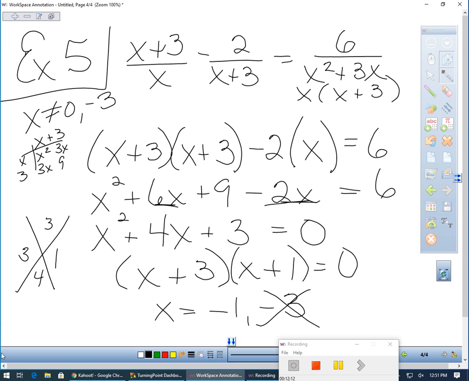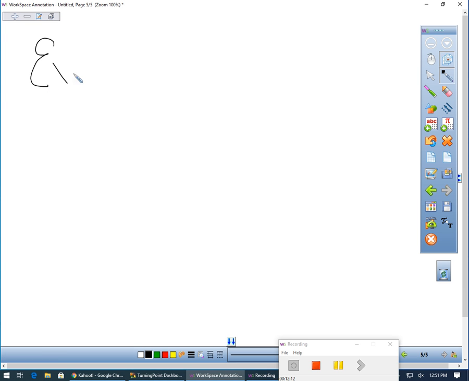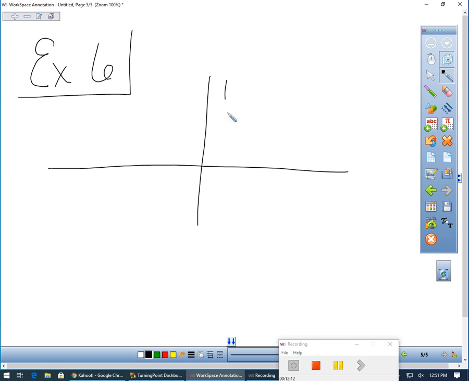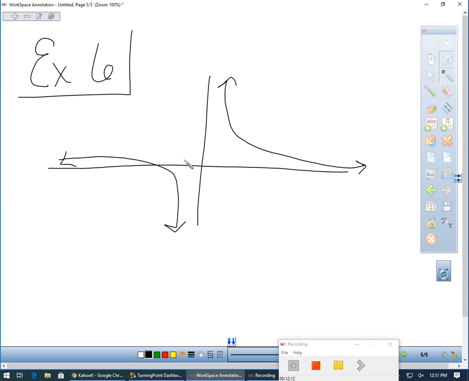All right, so here's what I want to say next. Example number 6. You're going to get a couple that give you a graph. So let's say I give you this graph. You're not graphing, they're giving you a graph to look at. And they tell you that you get solutions of x equals negative 2 and x equals 3. The only question I have for you is, out of those two solutions, which one is extraneous?